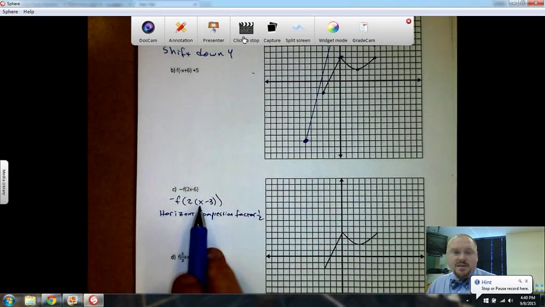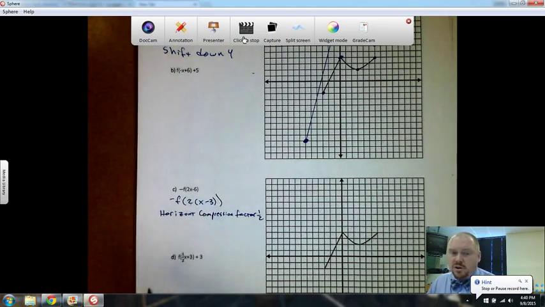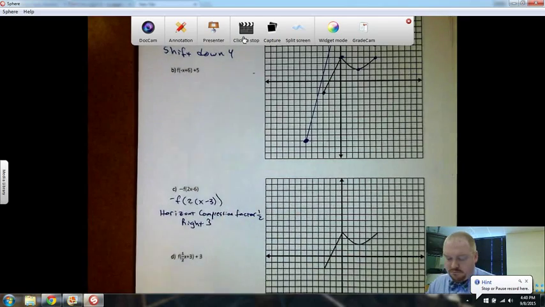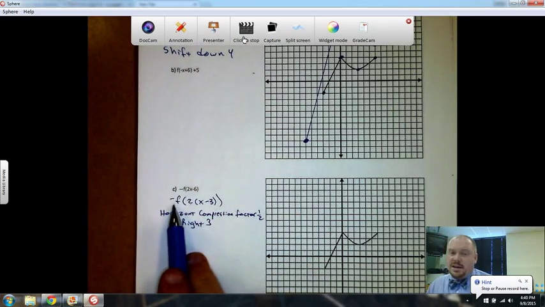Then I have x minus 3. So, because that's minus, I'm actually going to move right 3. Now, technically there's a 1 in front here, so that's a negative 1. And because that's negative, that means I'm going to reflect in the x-axis.